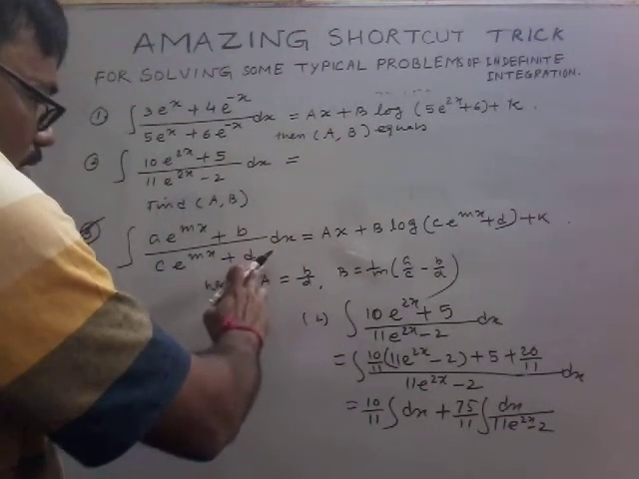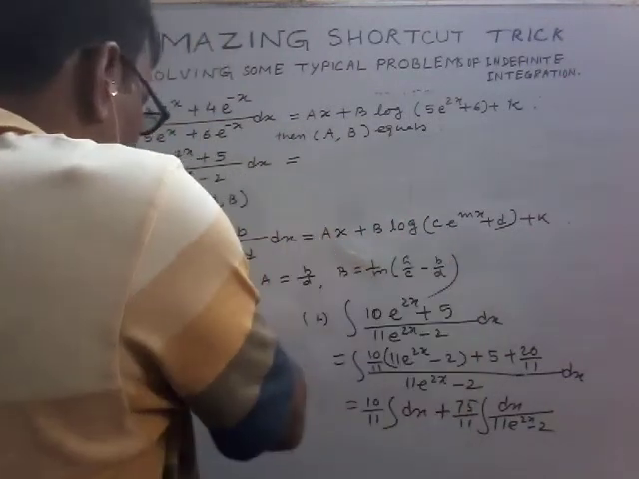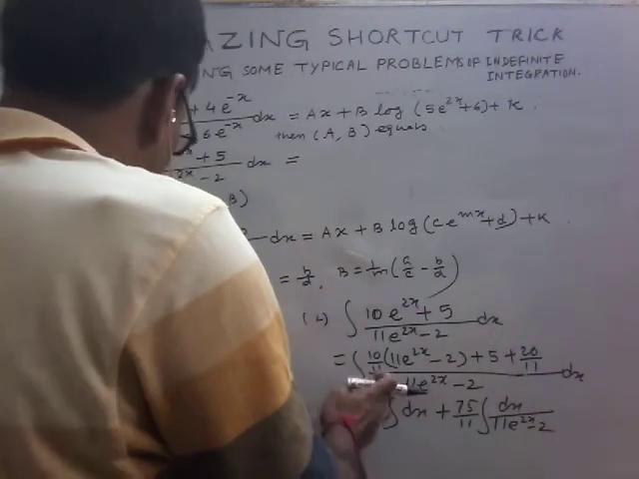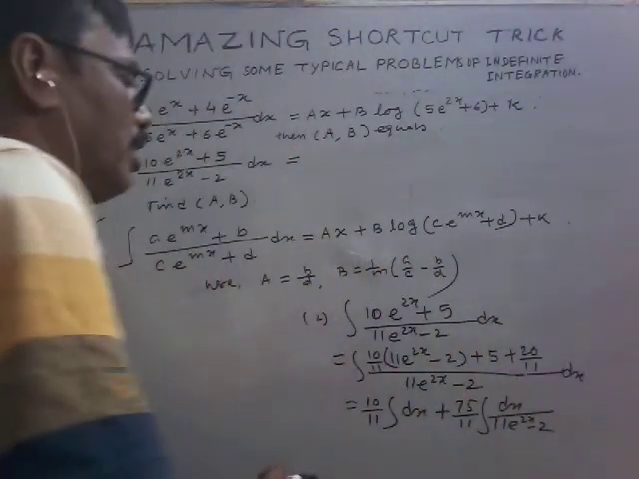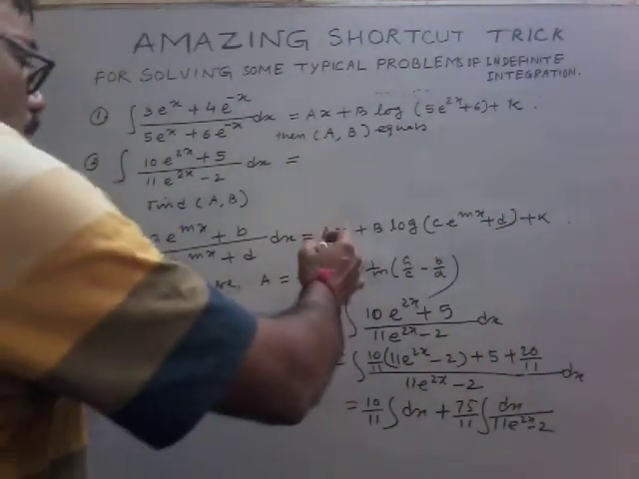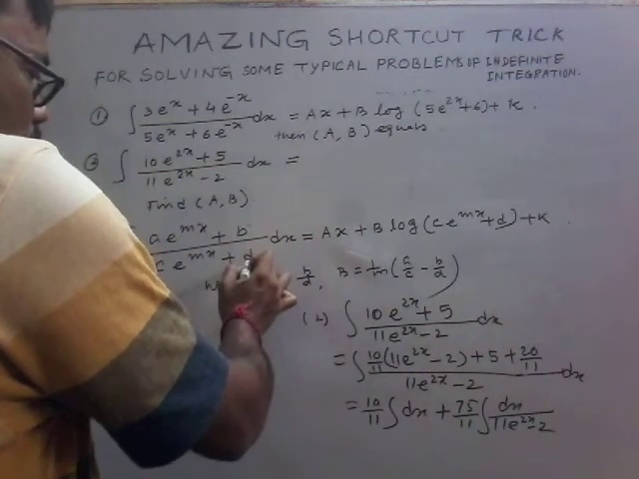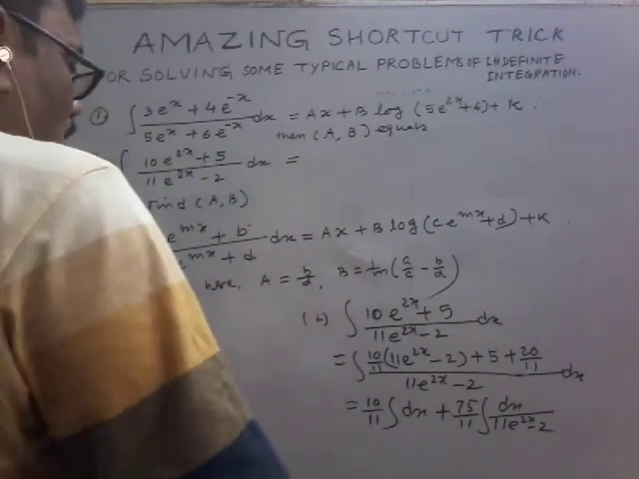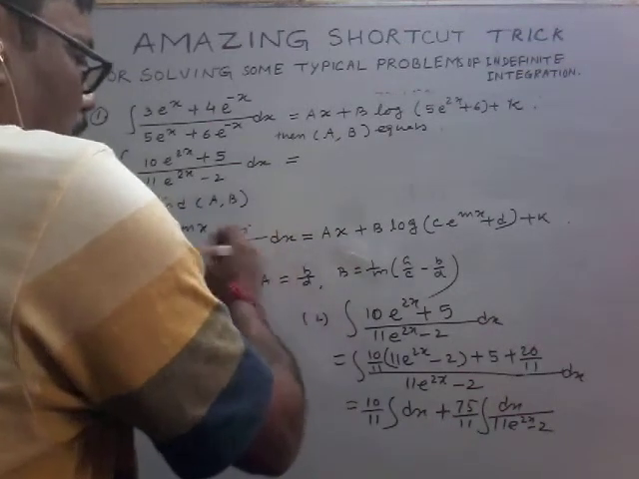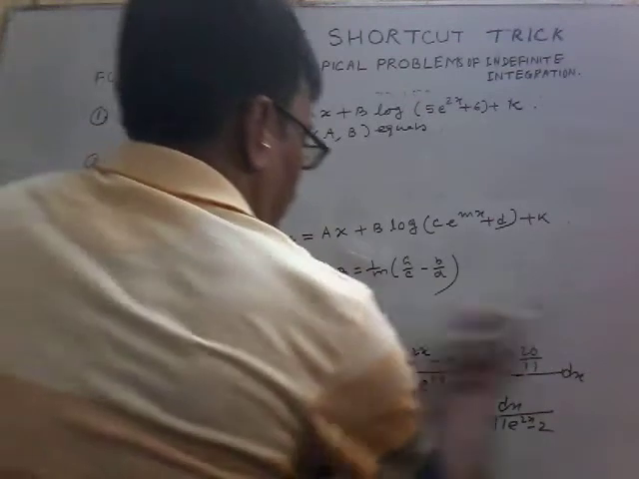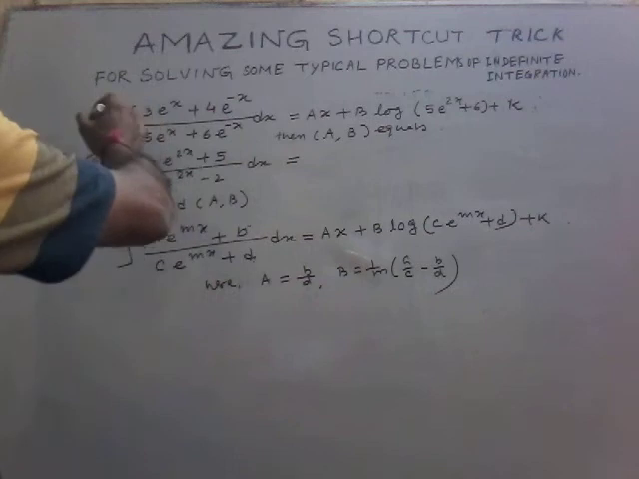The result is Ax plus B log(c e^(mx) + d) plus k, in terms of the denominator. Then A is obtained by a simple rule. What is A? It is b by d, the ratio of these two. And what is B? 1 by m times (a by c minus b by d). So if we remember this result, it will take very little time.